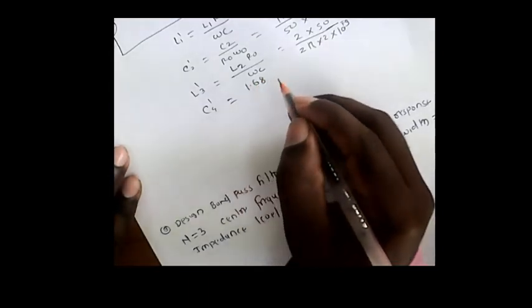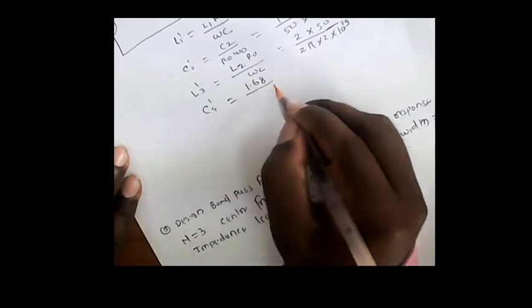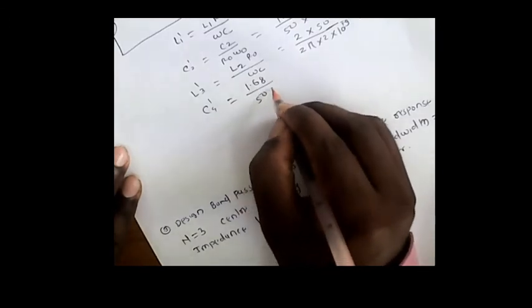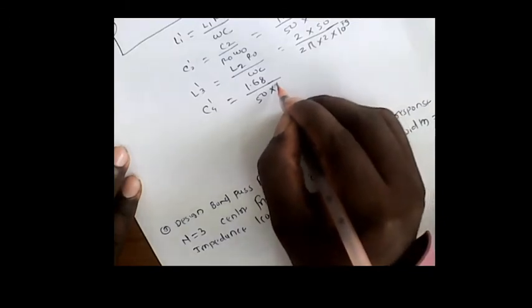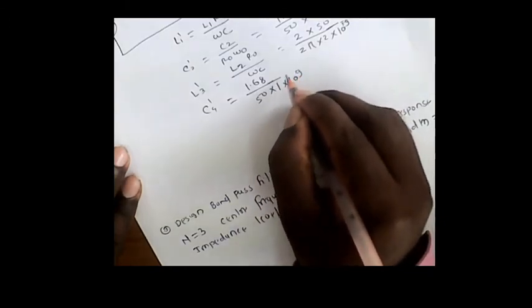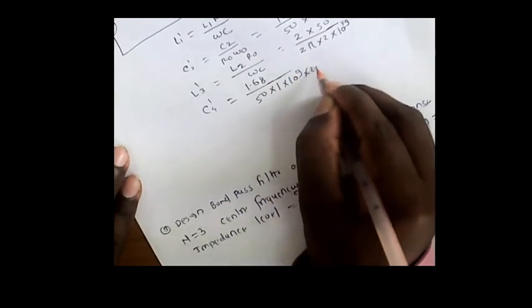Similarly, the C4 dash capacitor is to be calculated, which is nothing but G4, which is 1.68, with R0 50 ohm. We put the direct values and the operating center frequency 1 GHz, 1 into 10 raised to plus 9 into 2 pi, which comes out to 2.375 picofarad.